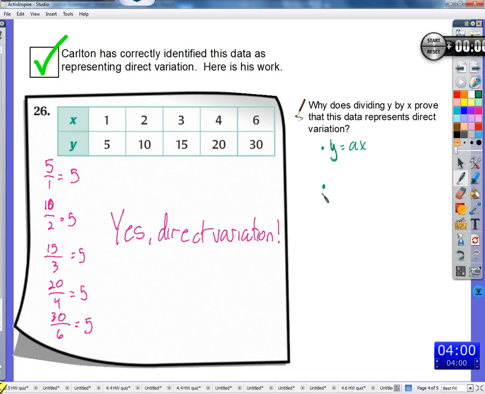Whatever the answer is, you put it in for a, and you leave 5 somewhere. So you put 5 for a, and solve. So you look at this and you know that a is 5? Yeah. How do you know that? Because they all equal 5. Okay.